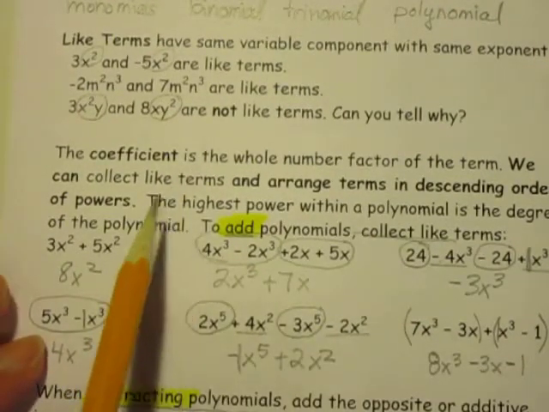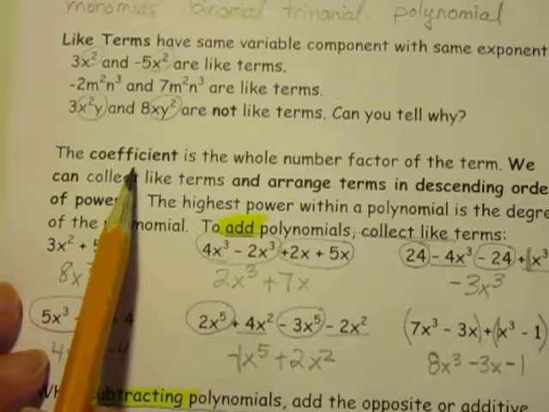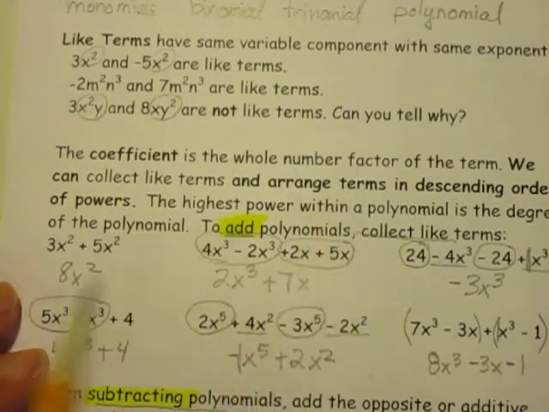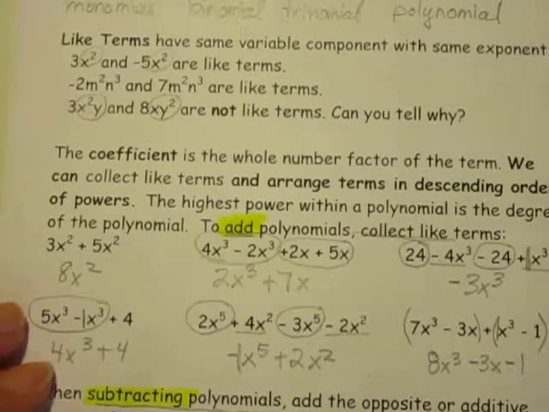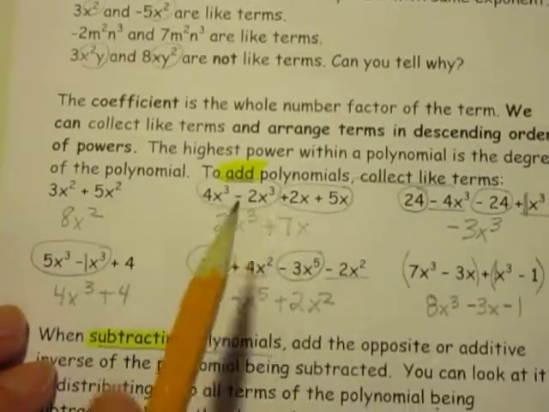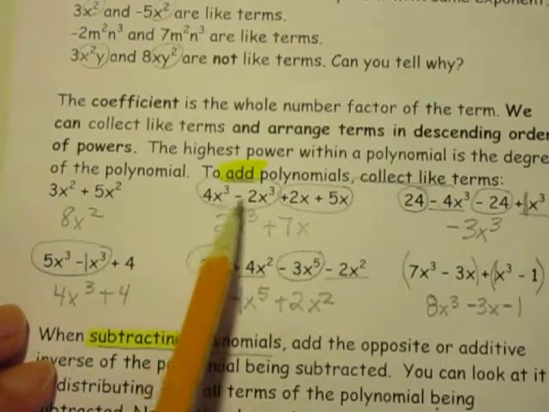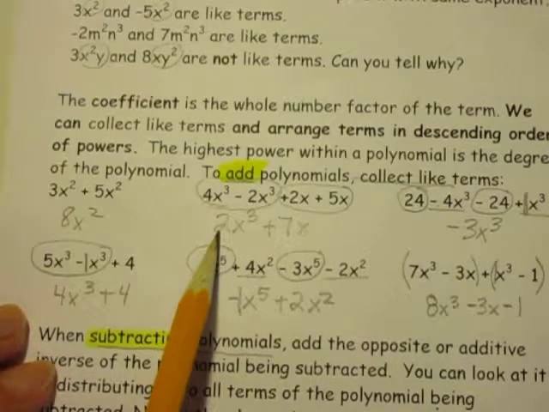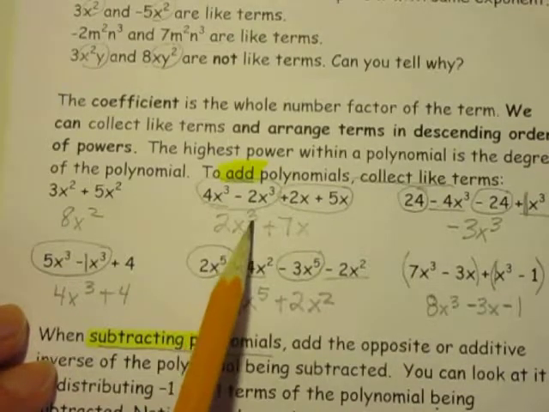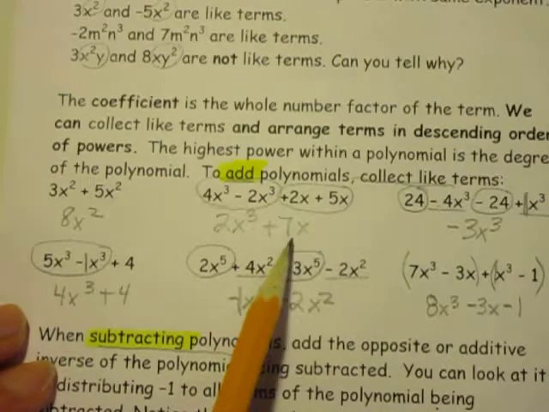We went on to talk about what we mean by collecting. When you're collecting, you're adding the coefficients, that whole number factor of the term. We have to make sure that we are only collecting those that are like terms. So we practiced adding, where here I circled two of them that were like terms so we could collect those coefficients out front, because 4 minus 2 is 2. That collected to give us 2x cubed. Same thing here, we had 2x plus 5x, that collected to give us 7x.